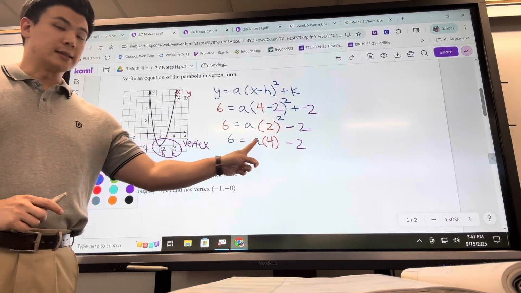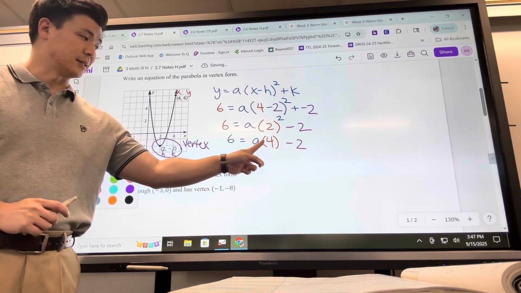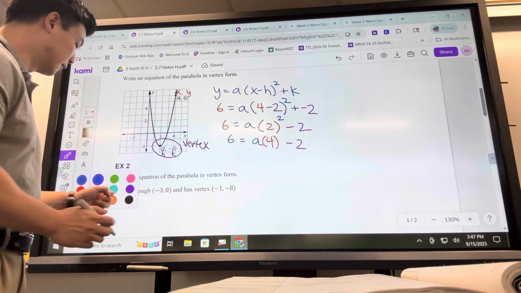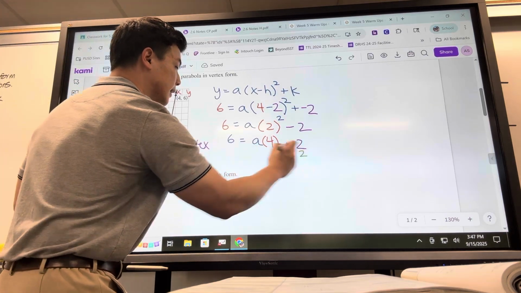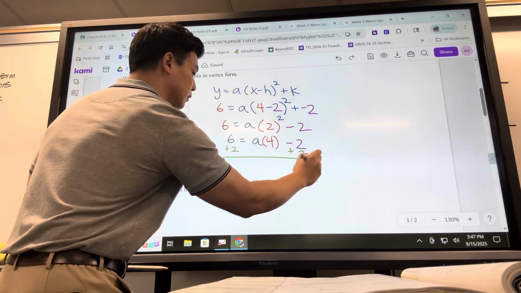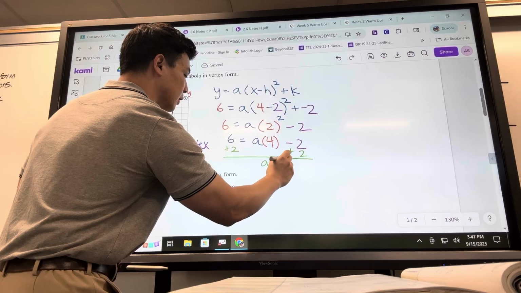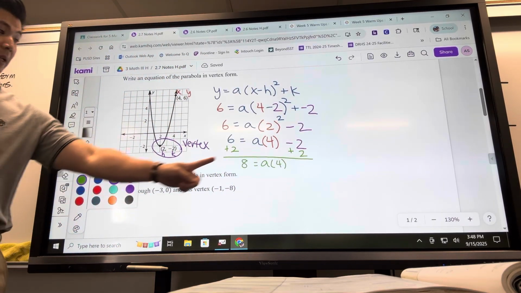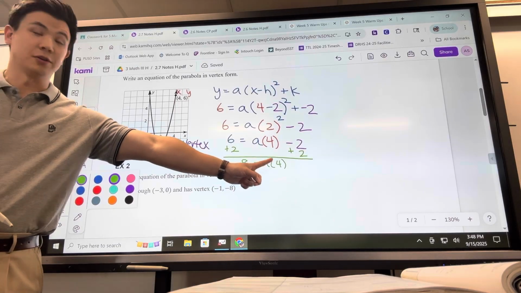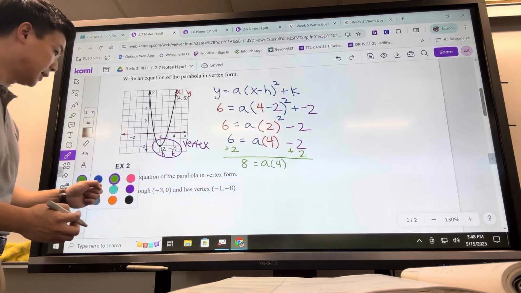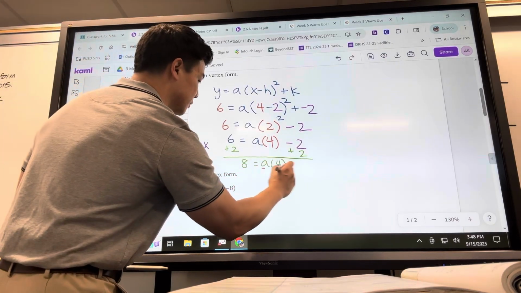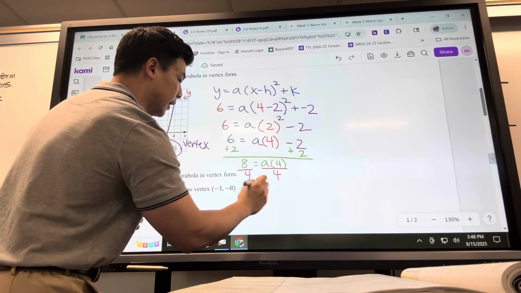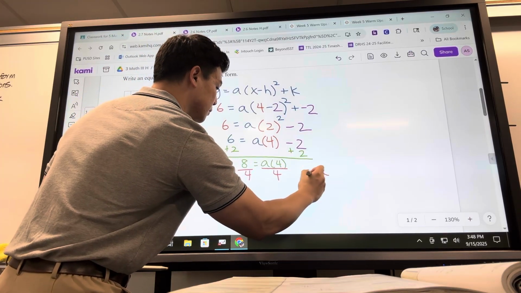To get this a by itself, again, these are being multiplied, so they're kind of stuck together. I have to move this 2 over first. So I'm going to add 2 on both sides. We get a times 4 equals 8. Now to get my a by itself, because these are being multiplied, we do the opposite of multiplication, which is division. So I divide both sides here by 4. So a is equal to 2.